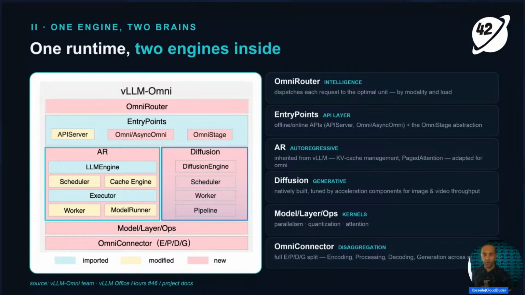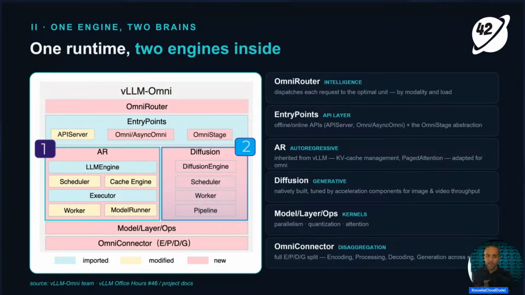And first of the 2 engines, as you can see here on the left side, that's the AR engine, the autoregressive engine. So all the best part of vLLM is inherited here. So no reinventing the wheel for text generation. Key cache management, paged attention, continuous batching, all of those goodies, all of it comes straight from vLLM and adapted for Omni. On the other side, you got the diffusion engine, right? And this one's native, actually. They had to come up with it from scratch. And it's also tuned by acceleration components that we'll cover later, like parallelism, etc.